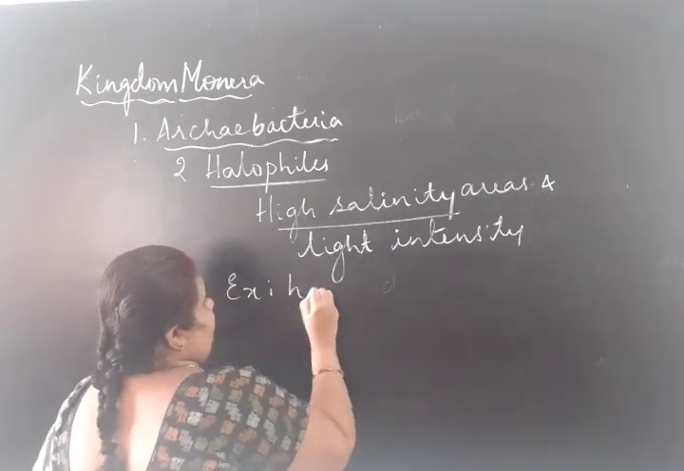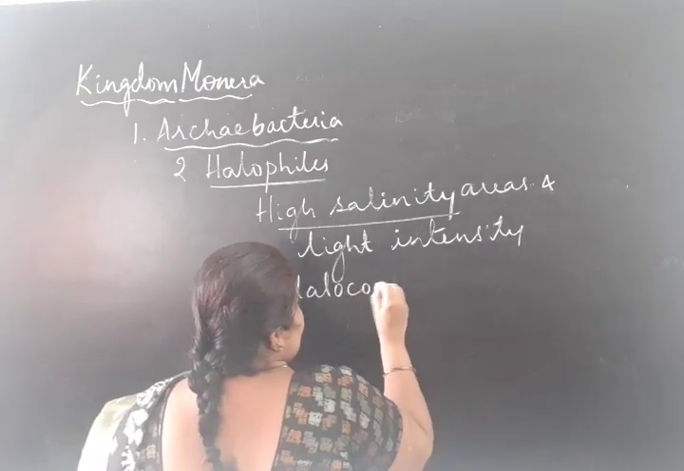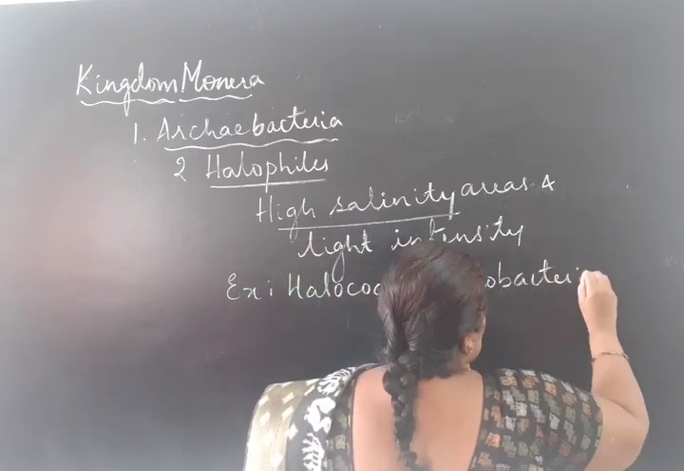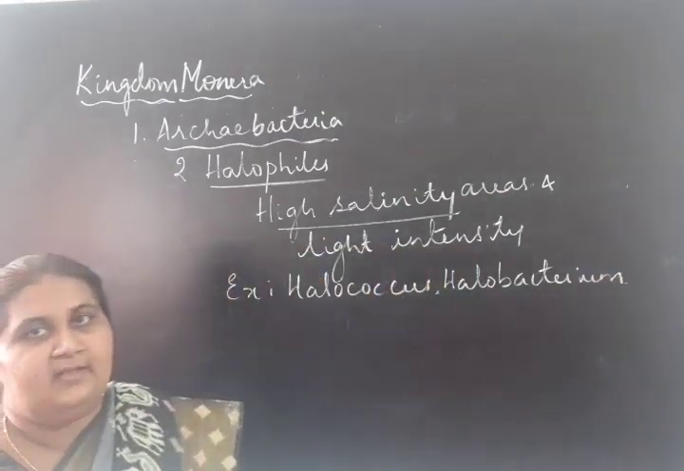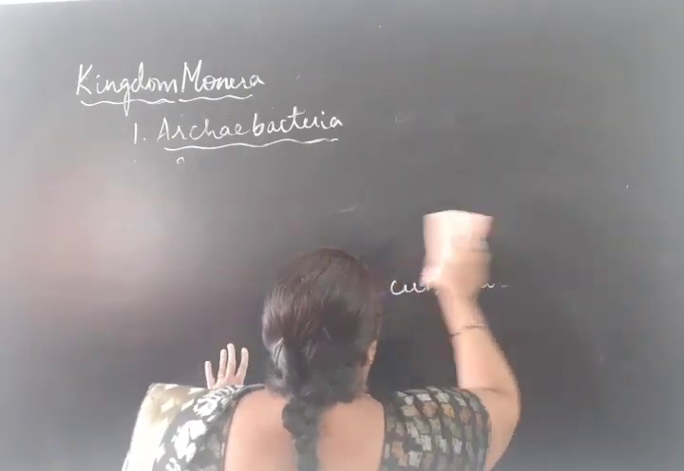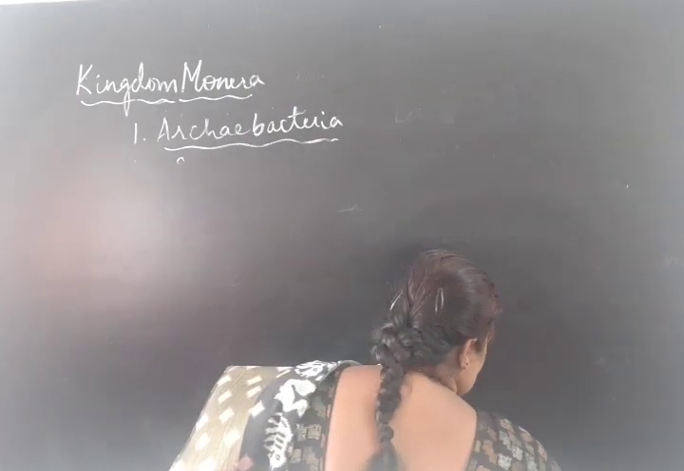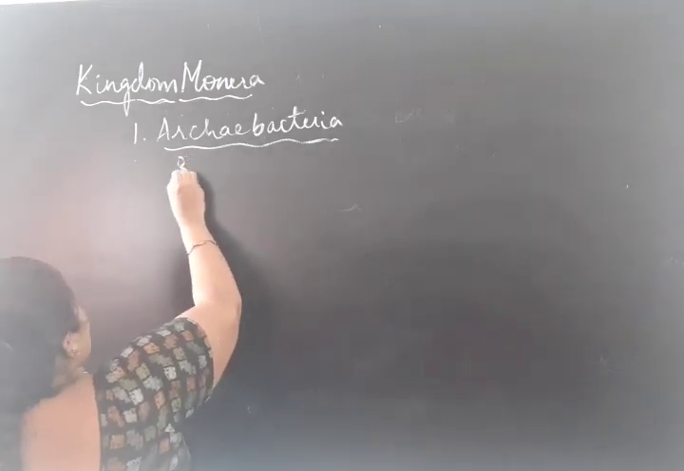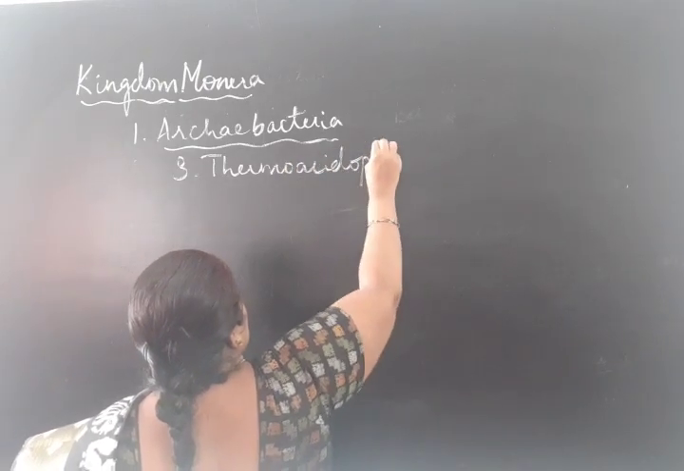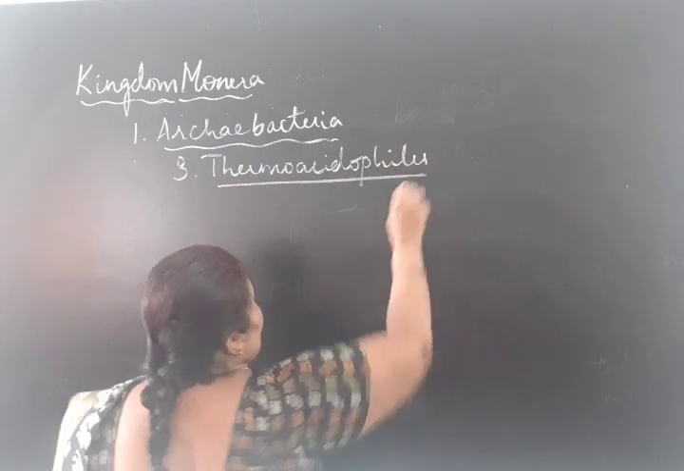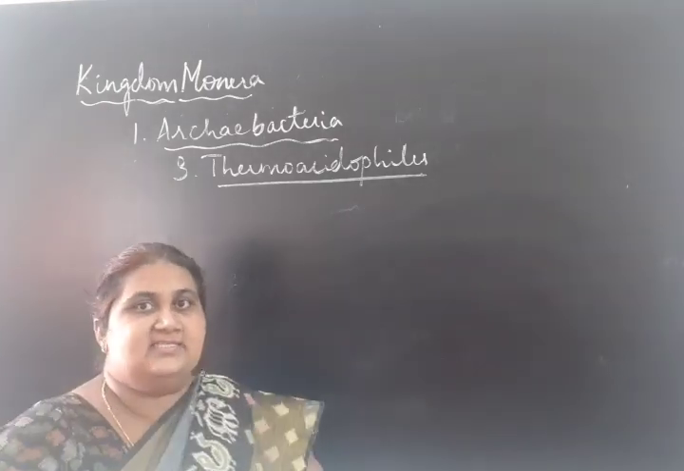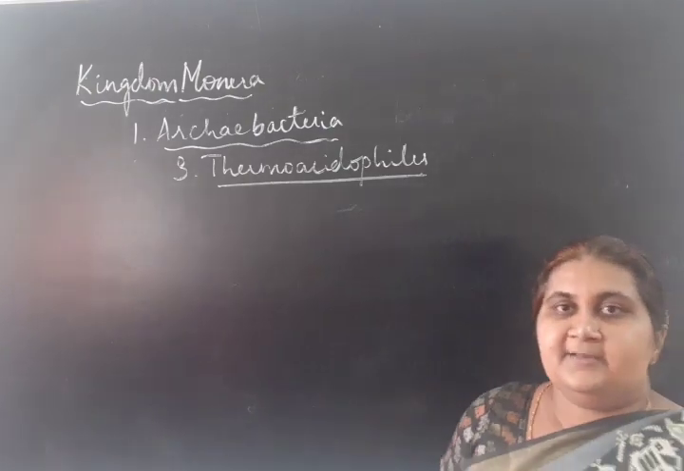Examples: Halococcus, Halobacterium are the examples of halophiles. And the third group is thermoacidophiles. Thermo is related to temperature, acido related to the acid concentration, and philes means the attraction.